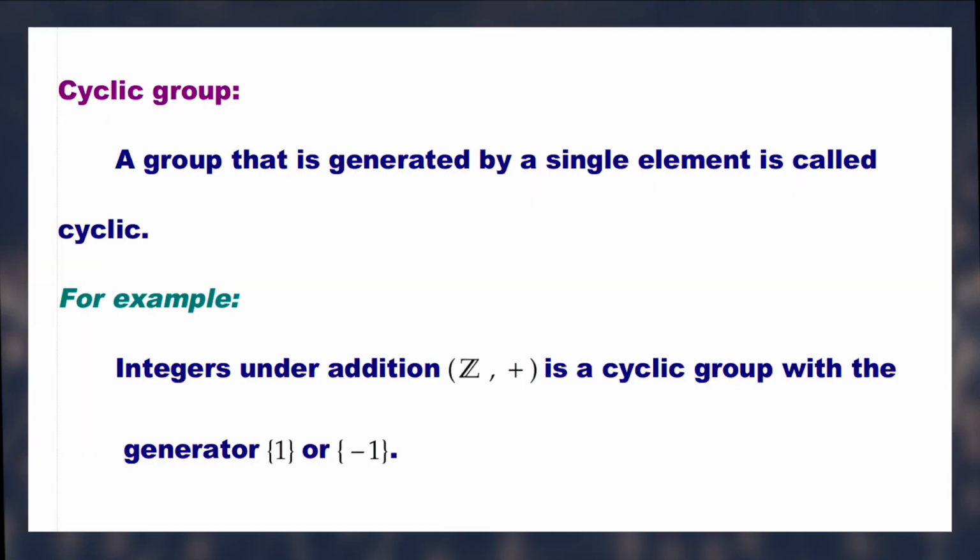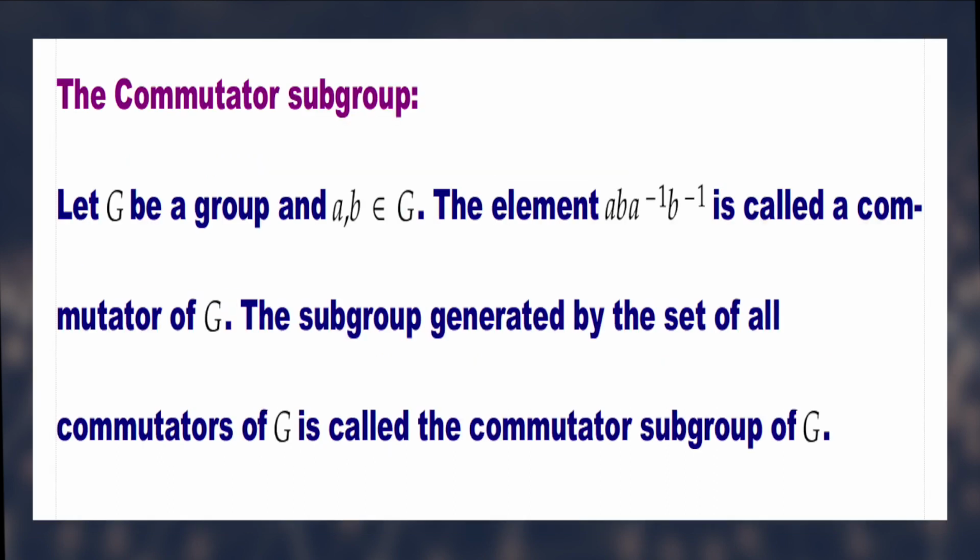We know very well that the generators can form a group. So, now let's see those groups. First, the cyclic group. A group that is generated by a single element is called cyclic. For example, the integers under addition, Z under plus, is a cyclic group with the generator, the singleton set {1} or {-1}.